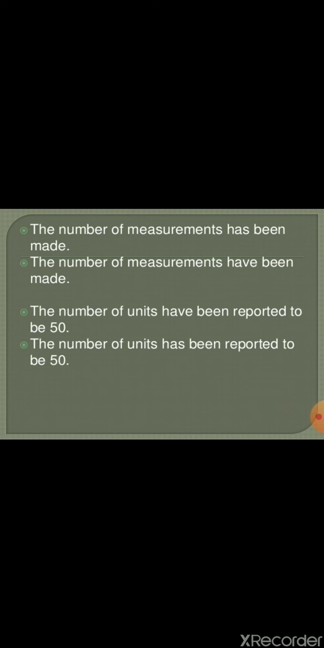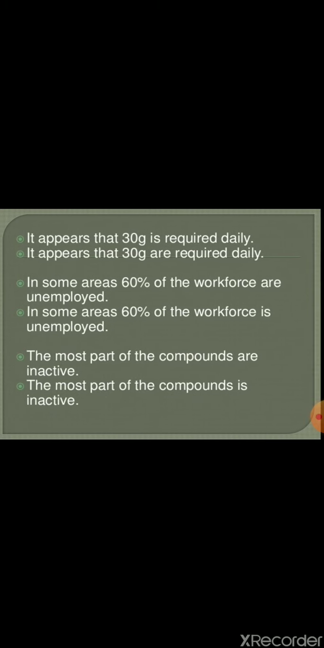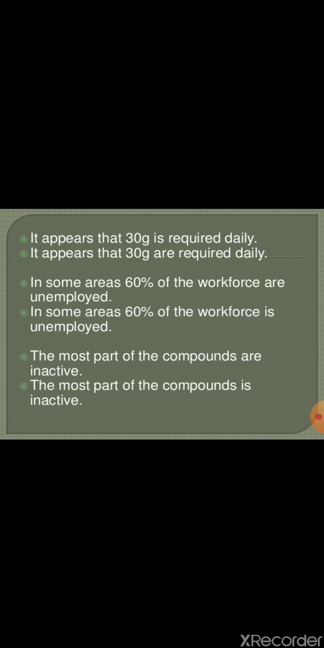The number of units have been reported to be 50. The number of units has been reported to be 50. Again, when we are talking about something special, "a number of units," measured with the number, then only we will provide "have been." So in this way you will be getting the sentences. It appears that 30 gram is required daily. It appears that 30 gram are required daily. What do you think is correct here?